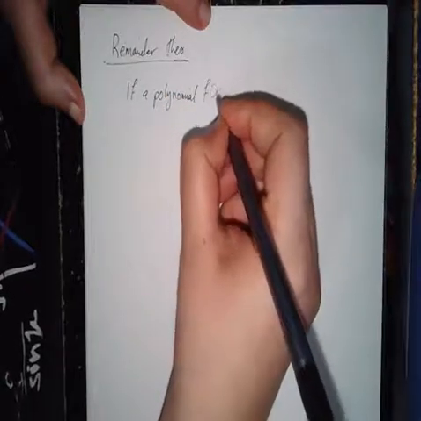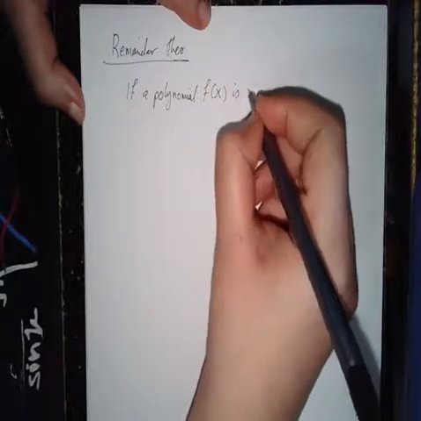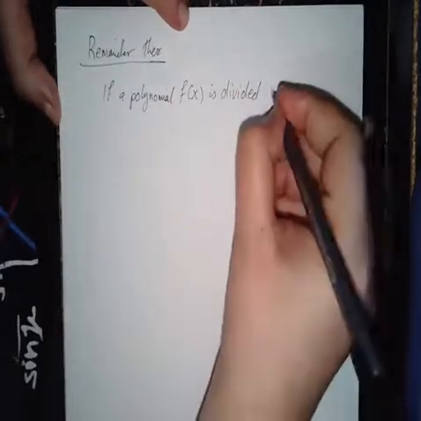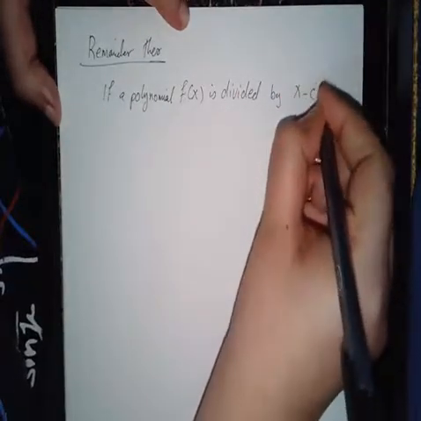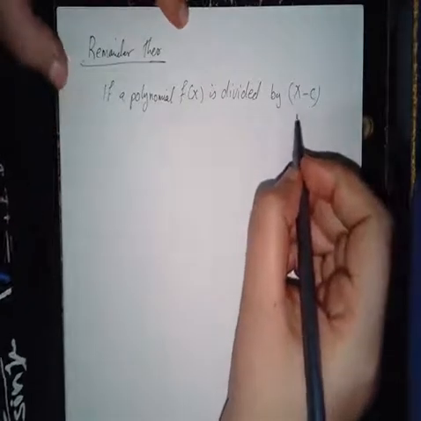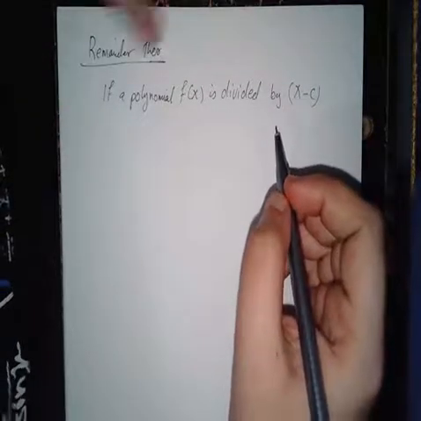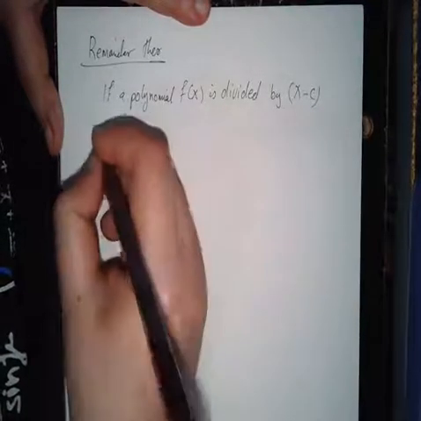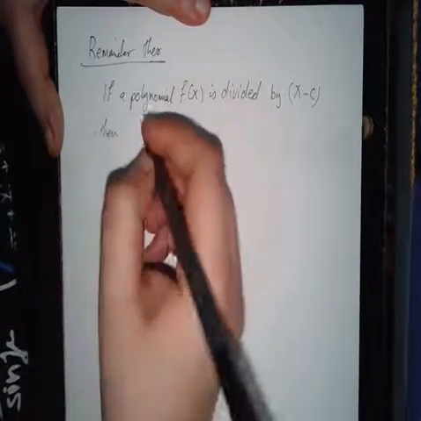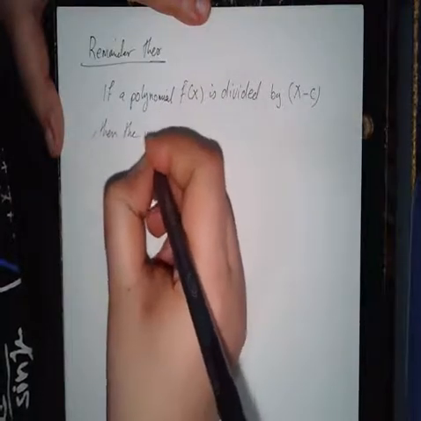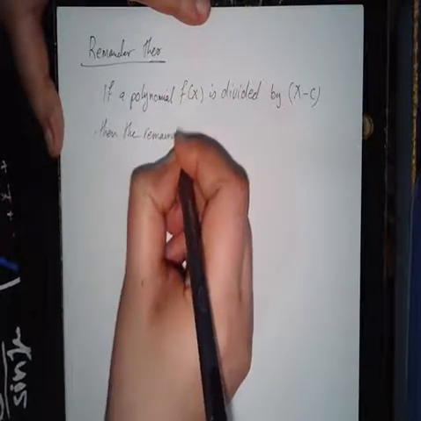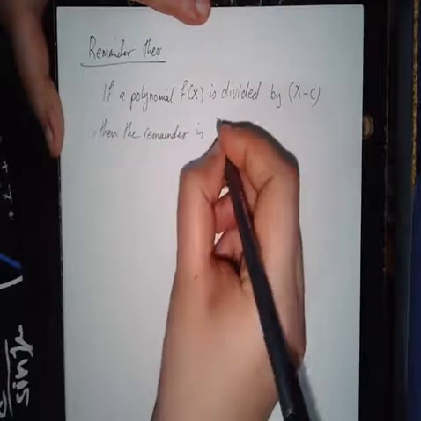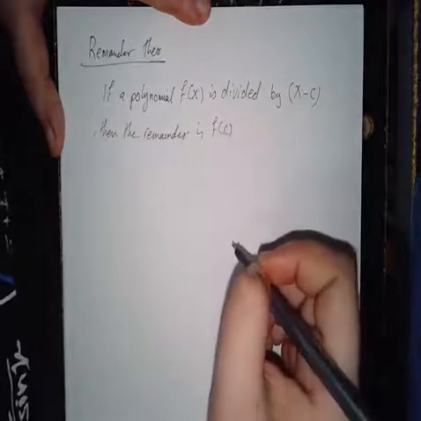f of x is divided by x minus c, right? So, which is, by the way, the usual divisor we use for synthetic division, yeah? So, if it's divided by x minus c, right, then that means that the remainder is f of c. So what does that mean?